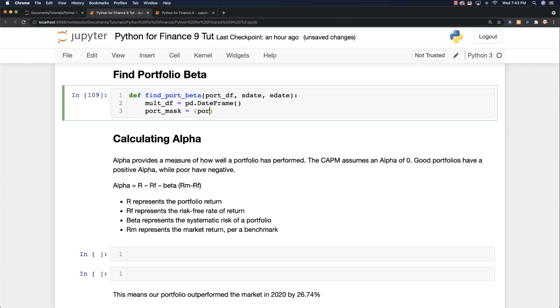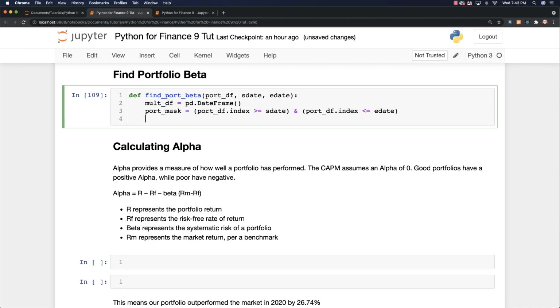So I'm going to say port data frame index. We did this in a previous video also. So I want all the dates greater than or equal to the starting date. And for my portfolio data frame, I want to get all of the data between these two dates. There's the ending date. All right, and that's how a mask works.